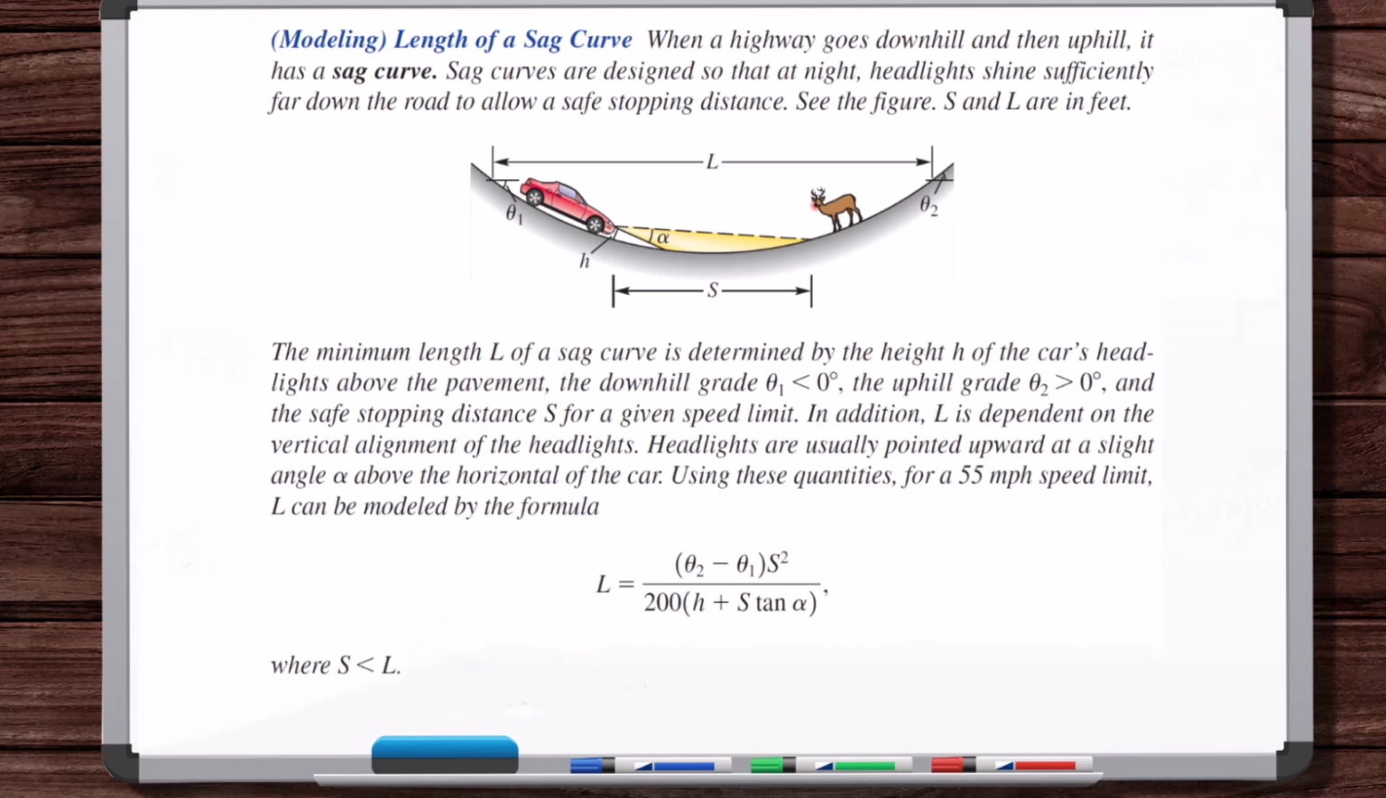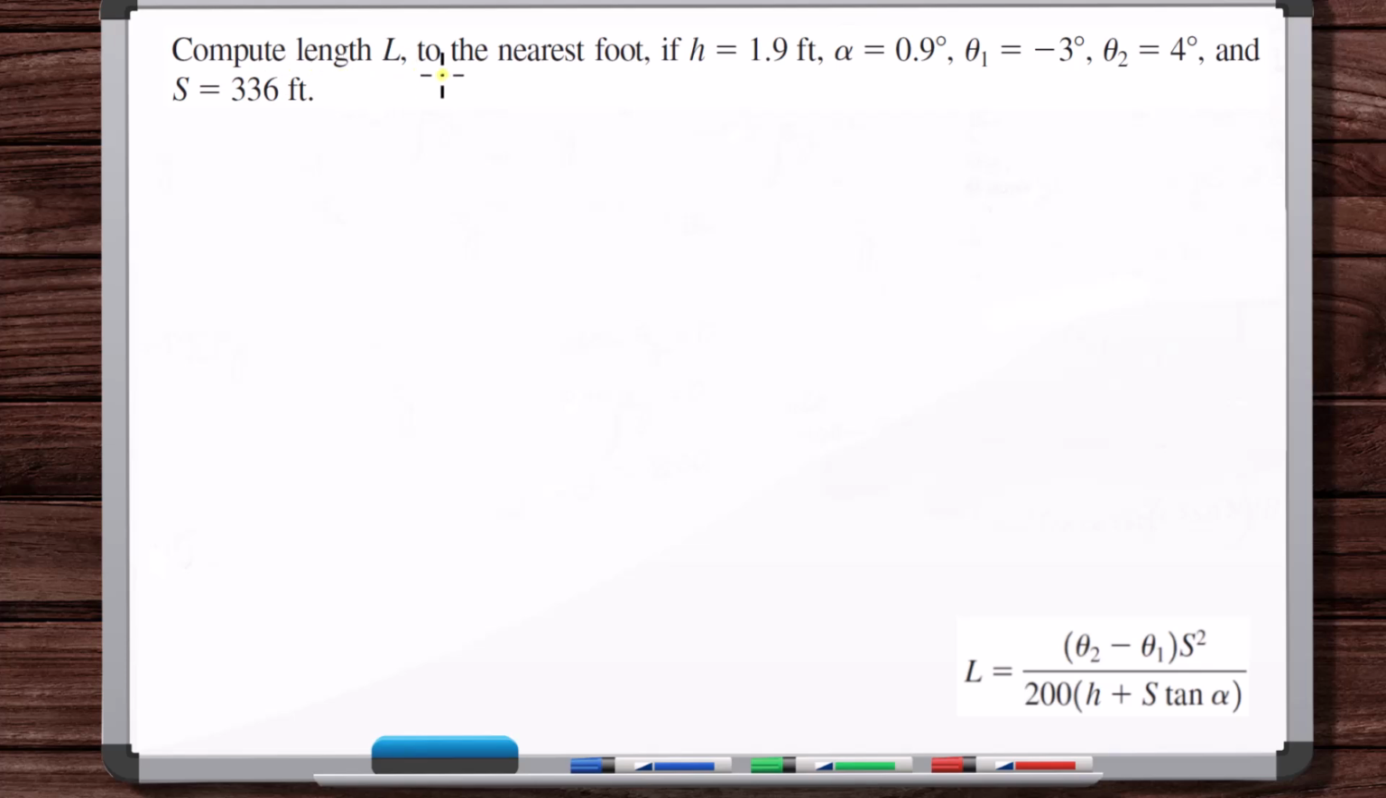So, okay. Compute L to the nearest foot. If H is 1.9 feet, alpha here is alpha, theta 1, theta 2, and S is 336 feet. So I'm assuming this theta 2 and theta 1 are in degrees. Let me check that.